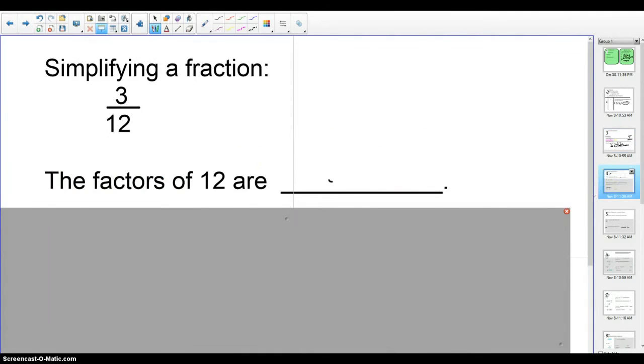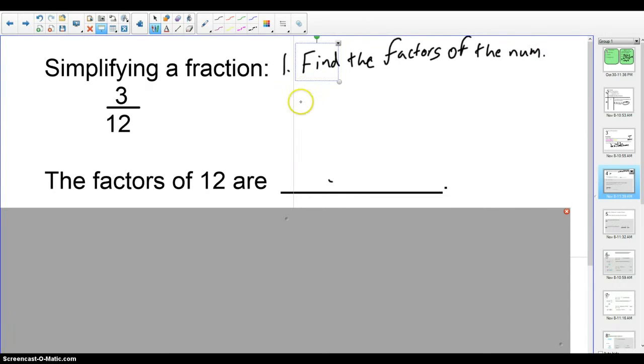To do that, let's work with the simpler fraction of 3/12. Our first step is going to be find the factors of the numerator and the denominator. I'm just going to abbreviate that as NUM, and the denominator. I'm going to abbreviate that as just DEN.